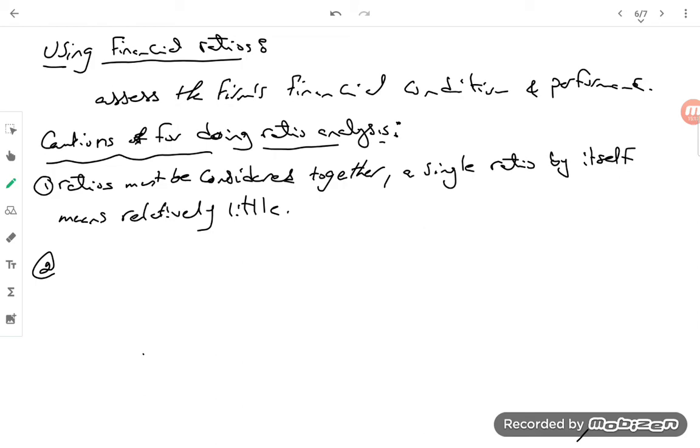Number 2, we are going to compare financial statements over two different years, and they should be at the same point in time. Say, for example, we are going to compare financial statements in 2020 and 2021, so both of them must be in January, for example, the 1st of January, or at the end of the year, say in December. Okay, so they must be at the same time period.